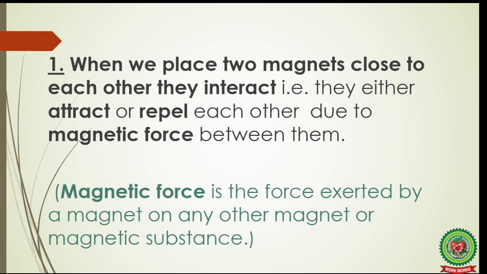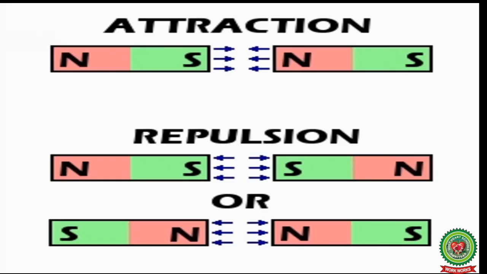What is magnetic force? Magnetic force is the force exerted by a magnet on any other magnet or magnetic substance. We have already discussed what magnetic substances are: the substances that are attracted by a magnet, right? This magnetic force can be either attraction or repulsion. If we bring opposite poles of two different magnets close to each other, they will attract each other. On the other hand, if we bring similar poles or like poles of two different magnets close to each other, they will repel each other.